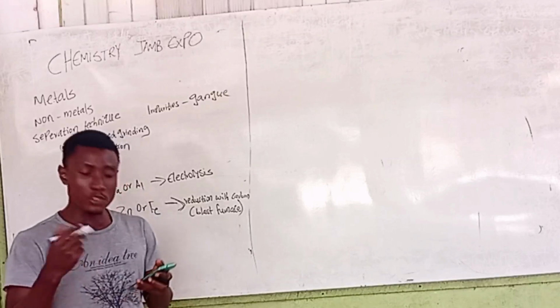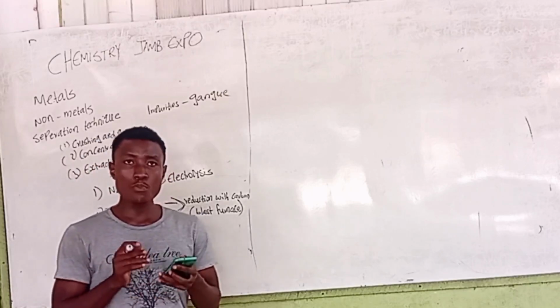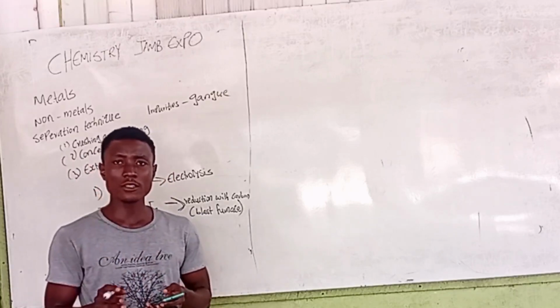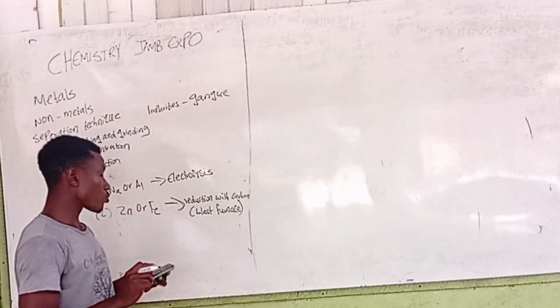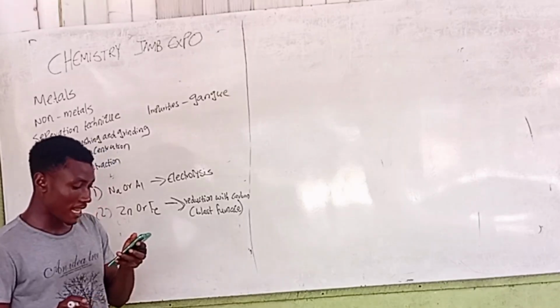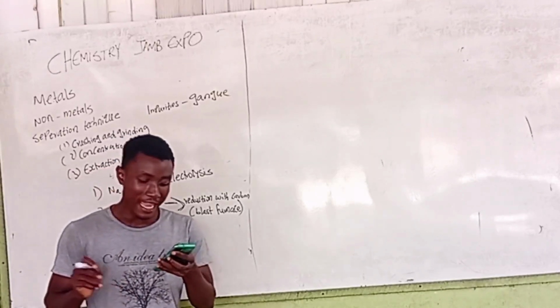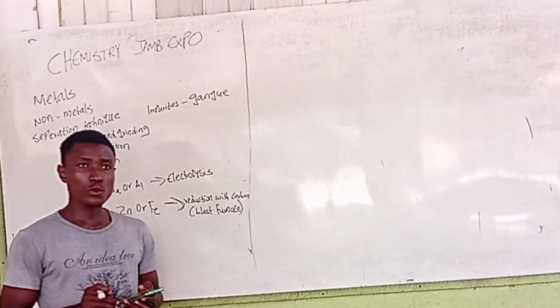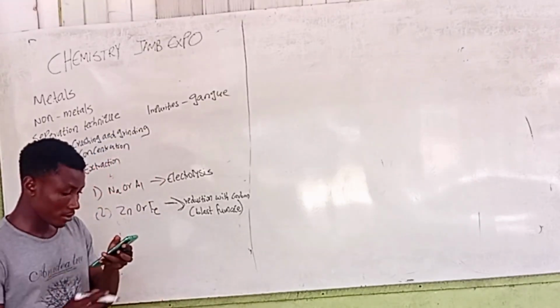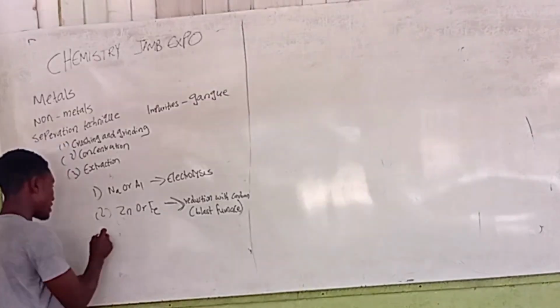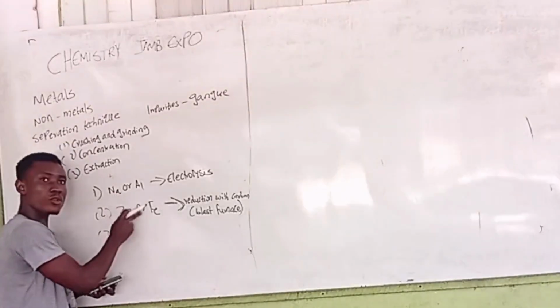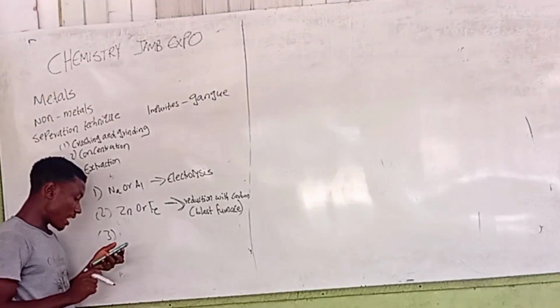Coke and limestone reacting to produce molten iron. So you can use coke, or hot air and limestone reacting together, to produce molten iron. Then the last one, which I said can be highly reactive, moderately reactive, or less reactive.